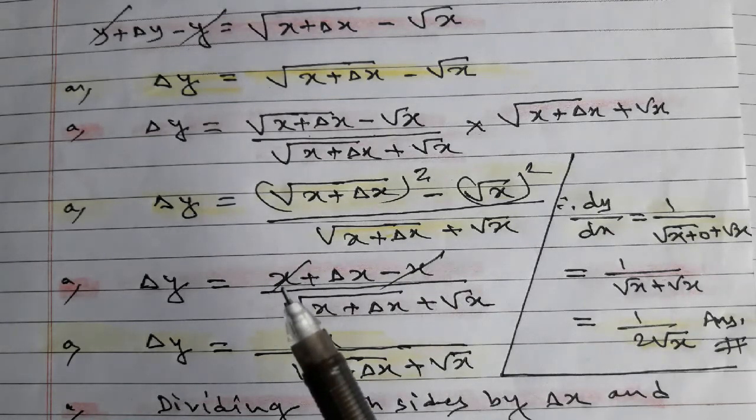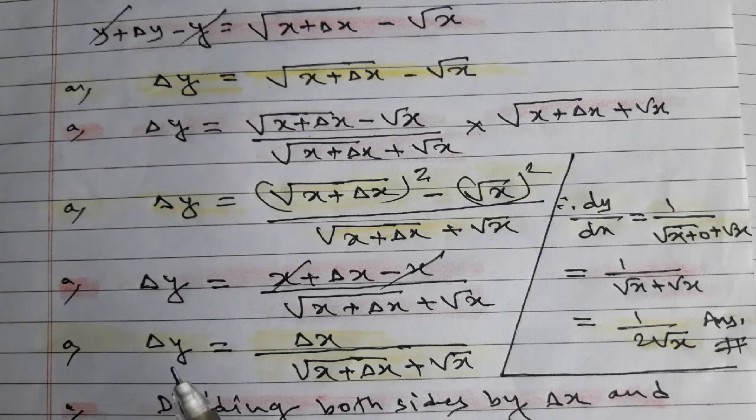Now plus x and minus x we can cancel. Then we get the value of delta y as delta x by root x plus delta x plus root x. Now we'll divide by delta x on both sides and take the limit delta x tends to 0. If we divide by delta x on both sides, then delta x will cancel, and the value will be in a defined form. That means the form of 0 by 0 will be eliminated.